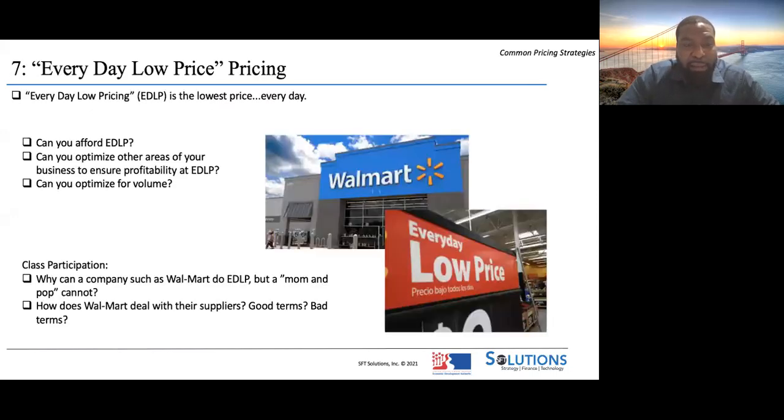Everyday low pricing. This is a strategy that Walmart uses. Walmart constantly keeps their suppliers and vendors in check, and even employees in check, just so that they can offer the lowest price possible every year, every day to every consumer.